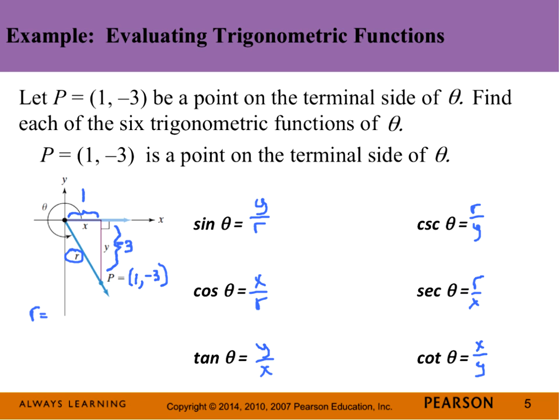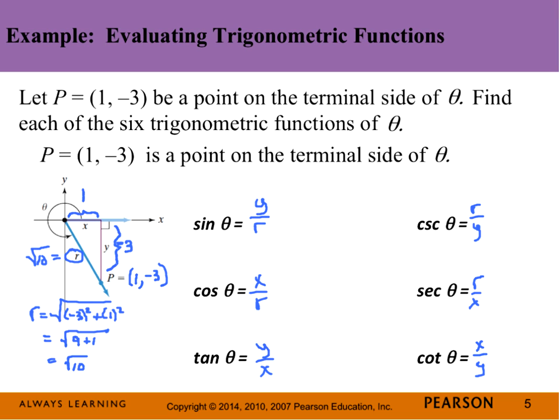So r is equal to the square root of x squared plus y squared. It doesn't matter which is written first, since they're added. So -3 squared plus 1 squared. r is equal to the square root of 9 plus 1, which is the square root of 10, and that does not simplify anymore. So now we have a value for each side: 1, -3, and the square root of 10.